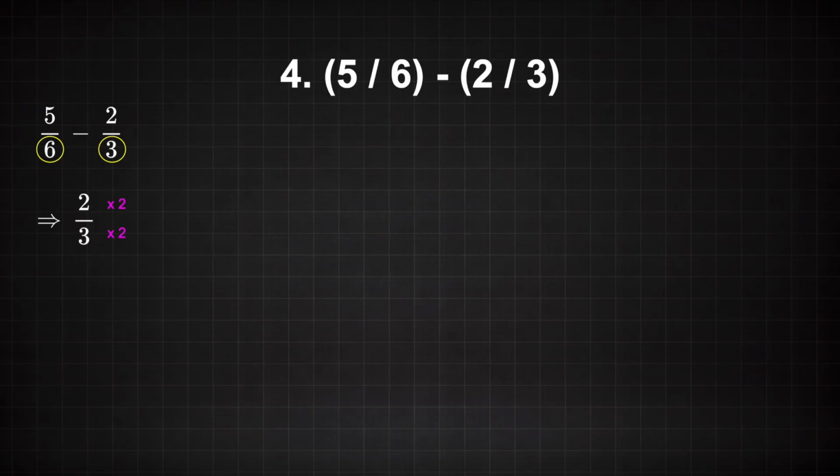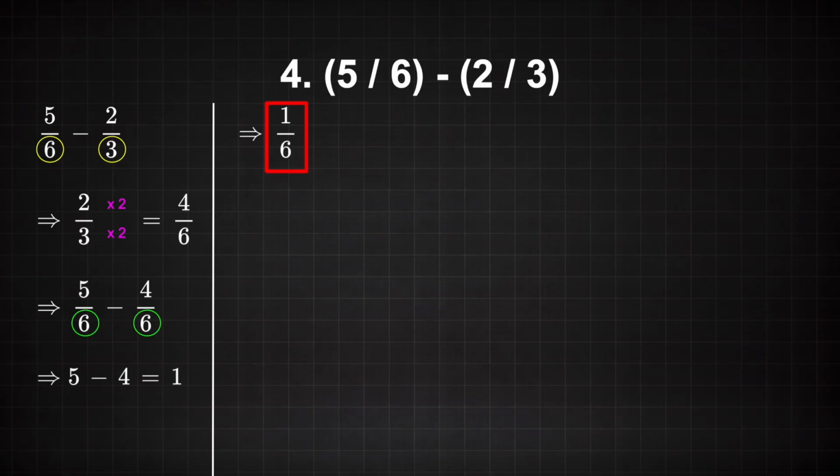After the multiplication, 2 over 3 turns into 4 over 6. Our problem then becomes 5 over 6 minus 4 over 6. They now share the same denominator. We perform the operation on the numerators, and our answer is then 1 over 6.